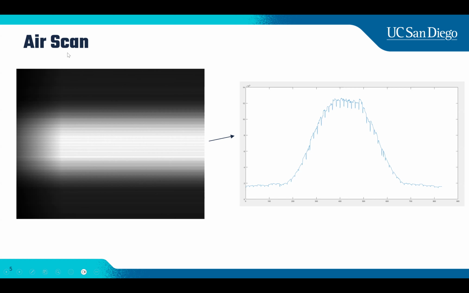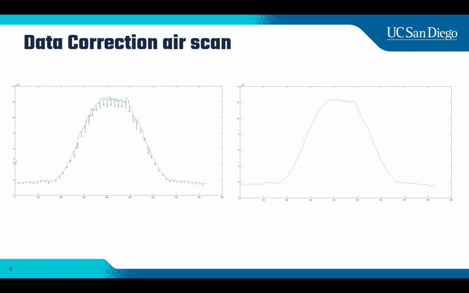I only show you the air scan because the cardiovascular sinogram has a similar issue, but it's not as visible as this one. So the air scan is easier to see. What I do is detect all those dents. I mark them with the red dots.